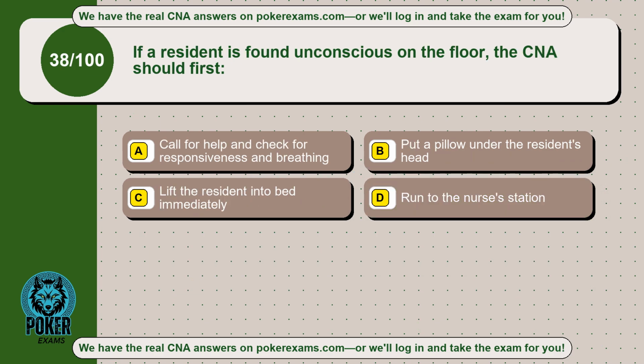Question 38. If a resident is found unconscious on the floor, the CNA should first: Option A. Call for help and check for responsiveness and breathing. Option B. Put a pillow under the resident's head. Option C. Lift the resident into bed immediately. Option D. Run to the nurse's station.